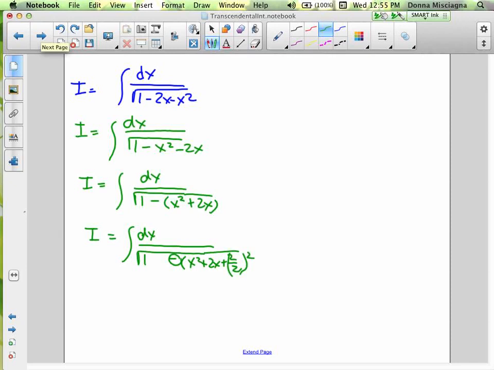So since we have a -1 on the right-hand side, we're going to put a +1 on the left-hand side. And if you get 0, you know you've messed up, right? Because you're not going to be able to integrate. And so I equals the integral of dx. Now we've got the square root of 2 minus, right? And now we can simplify that. That'll be x squared plus 2x plus 1. And then we can factor that.